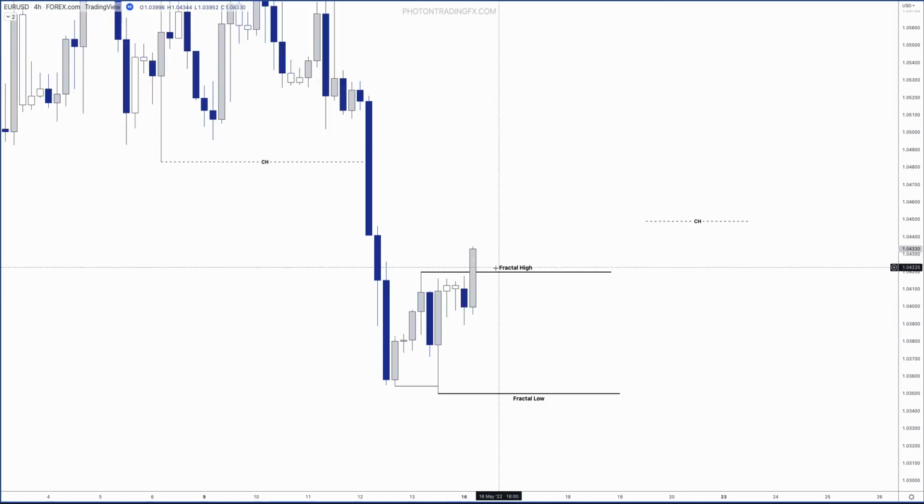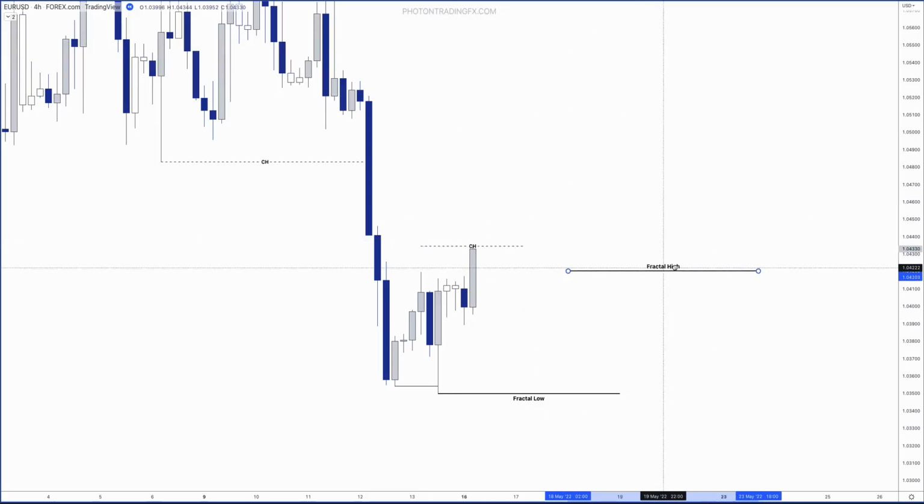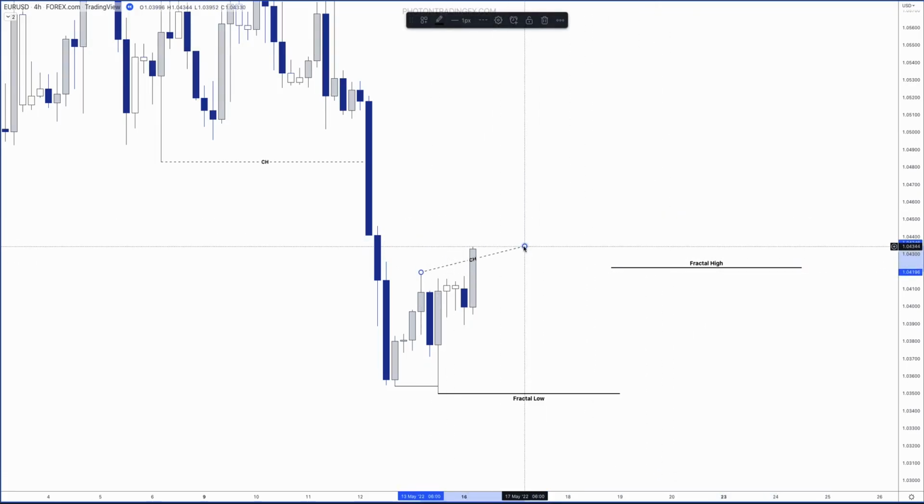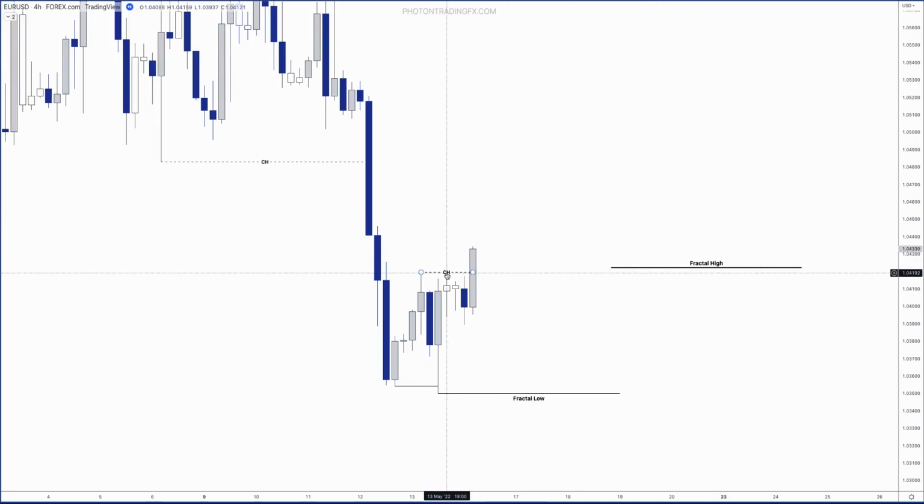Okay, now we have broken the fractal high. So because the fractal structure was bearish and now it's shifted bullish because we've broken the fractal high, what is that break, right? It's a CHoCH, it's a change of character because the fractal structure has shifted from bearish to bullish, right? So that is your CHoCH. I've just shortened CHoCH to CH to keep it a little bit neater. Okay, so now we've had that fractal break of structure to the upside, which is a change of character, right? Because the fractal structure has shifted trend.